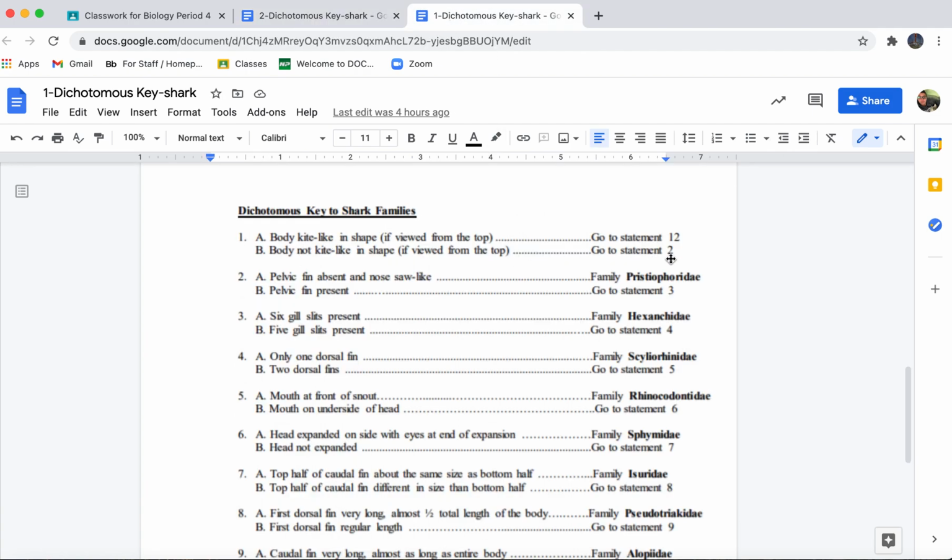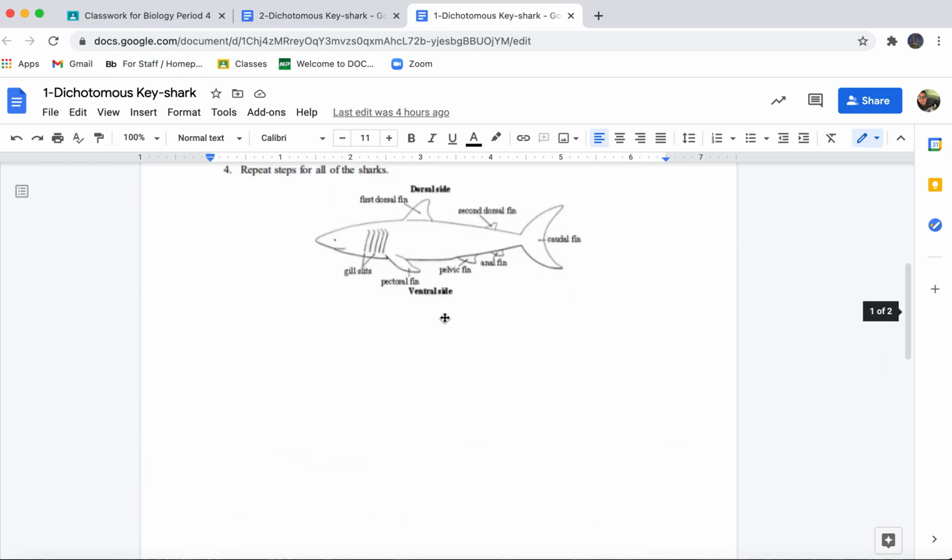This says go to statement 2. Statement 2 says, is the pelvic fin absent and is the nose saw-like? Or do we have a pelvic fin present? So let's look at what a pelvic fin is.